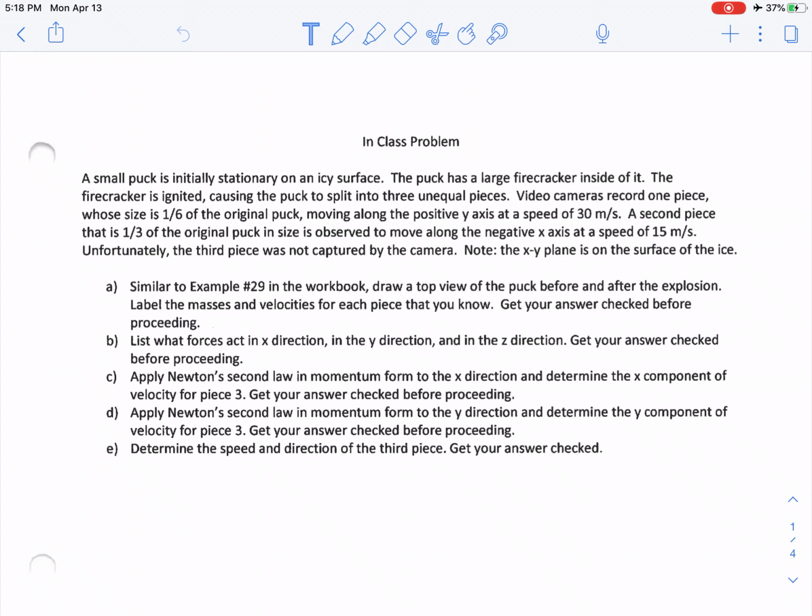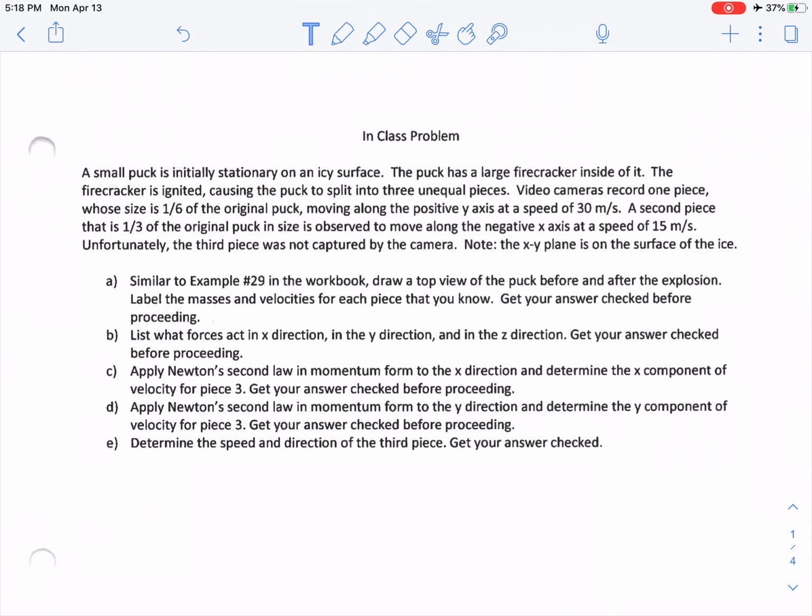So the first thing is, similar to example 29 in the workbook, practice drawing the top view of the puck, a detailed figure, before and after the explosion. So you should have 2 figures. And you need to label masses and velocities. If you know the relative masses, show it that way. And if you know the velocities, show that, including the directions.